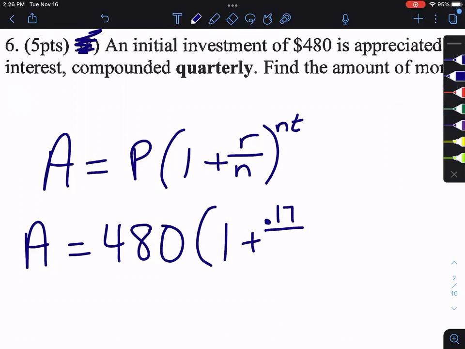Then the number of times that your interest is compounded per year, in this case, they tell us quarterly. Quarterly means 4 times per year. Then our exponent, we need the time times 4 because of the quarterly. So we're going to take 2 times 4. You want to go ahead and write 8 up there. That's just as fine. Then you're going to type this in your calculator just as it's written. So 480 parenthesis 1 plus 0.17 divided by 4. Close your parenthesis, caret key parenthesis 4 times 2. Or again, you could put that 8 up there.